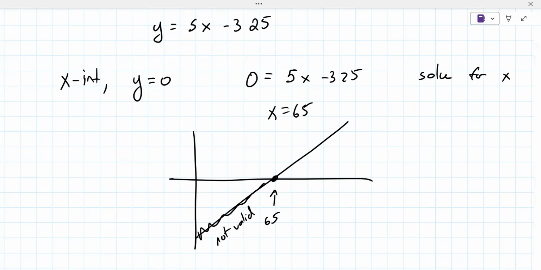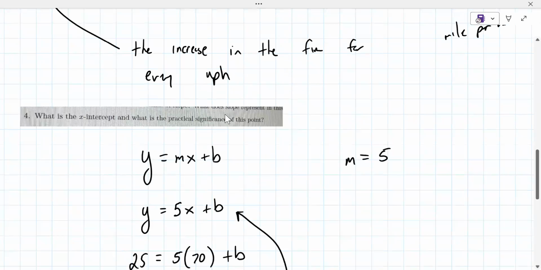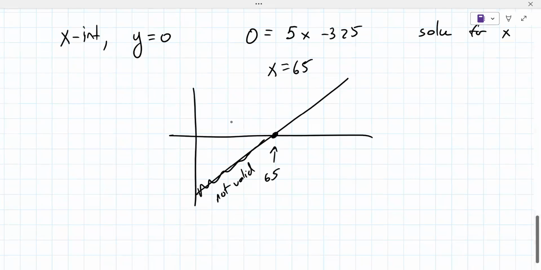Okay, so if you go back to the question, it says, what is the x-intercept and what is the practical significance at this point? That's probably the speed limit. That's probably the place where the posted speed limit is.